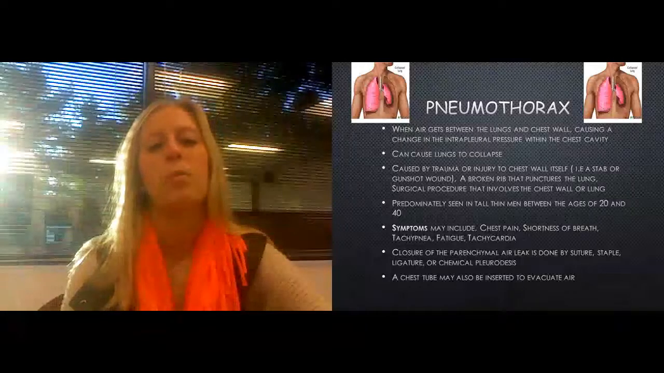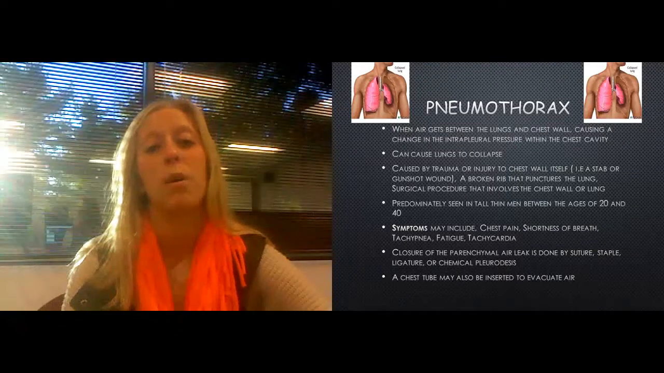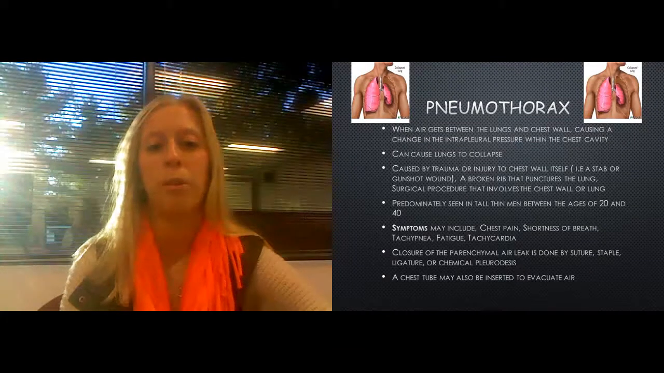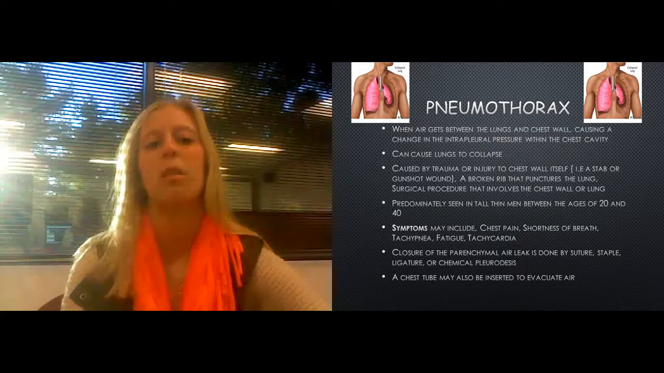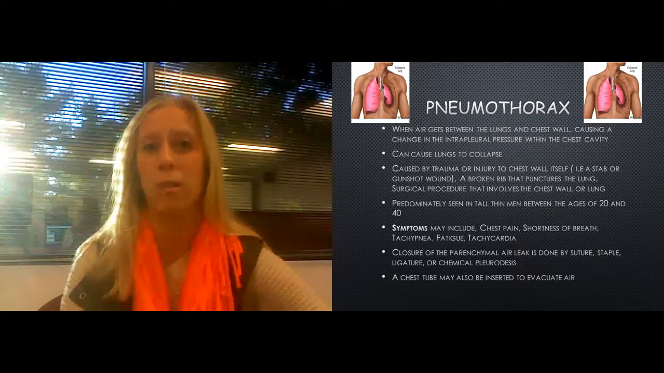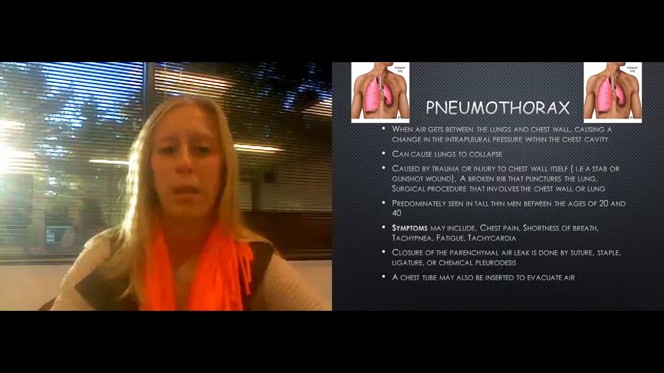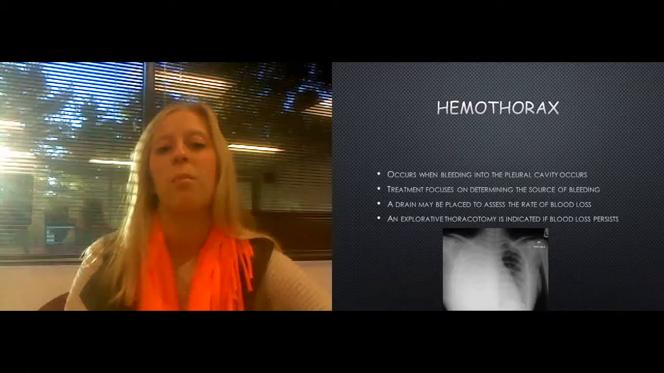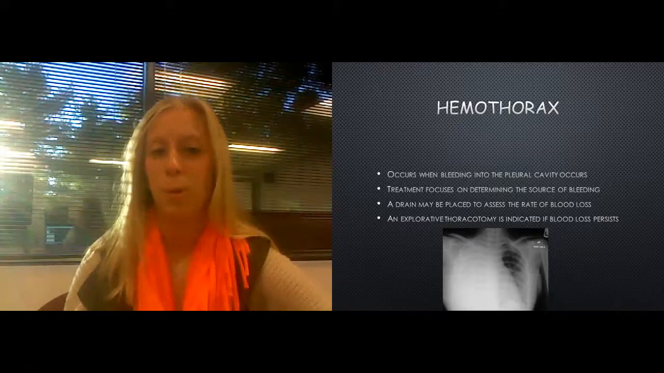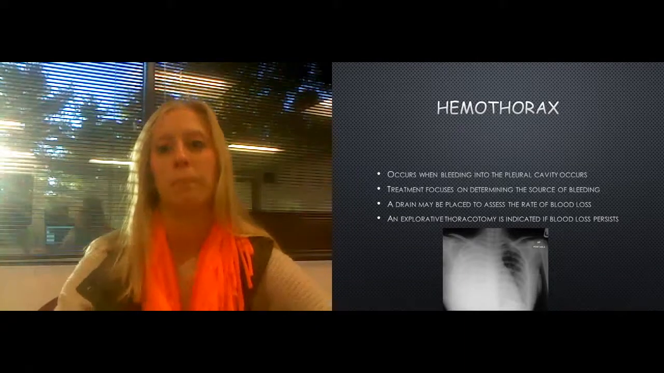So pneumothorax is when air gets between the lungs and chest wall, causing a change in the intrapleural pressure within the chest cavity, and it can cause lungs to collapse and can be caused by a trauma such as a gunshot or a stab wound. So hemothorax occurs when bleeding occurs in the pleural cavity, and treatment focuses on determining the source of bleeding.